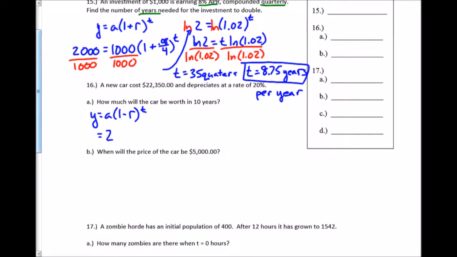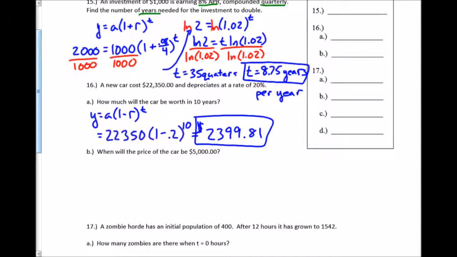I know that the initial amount was the $22,350. I know that the percentage decrease is the 0.20. And then I know that time is 10 years. And again, this just becomes a job for my calculator. Make sure that you follow order of operations when you do this, and you do the 1 minus the 0.2 first. You raise that to the 10th power, and then multiply by the 22,350. Okay? The most common mistake here is that we do the multiplication before we do anything else. And that gives me $2,399.81. Okay? And since it's money, we're automatically rounding to 2 decimal places.